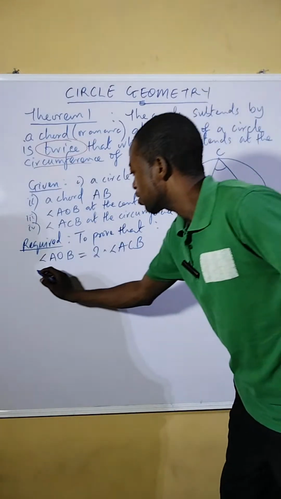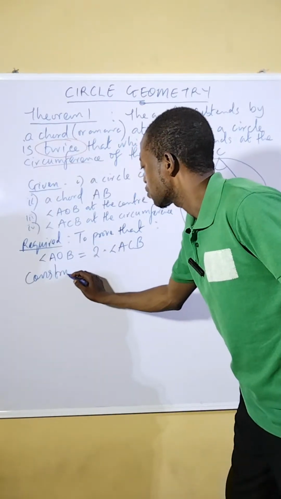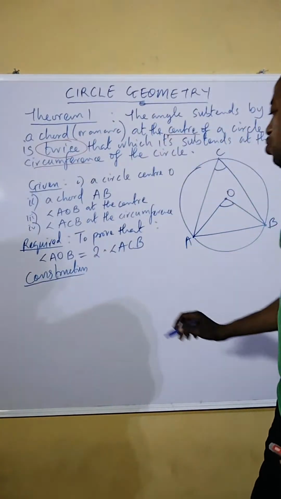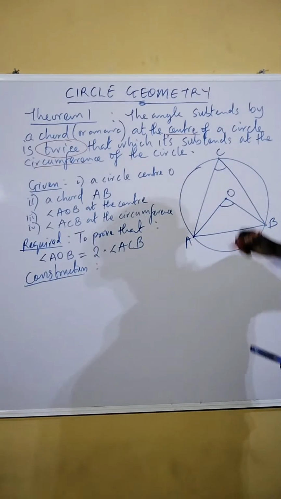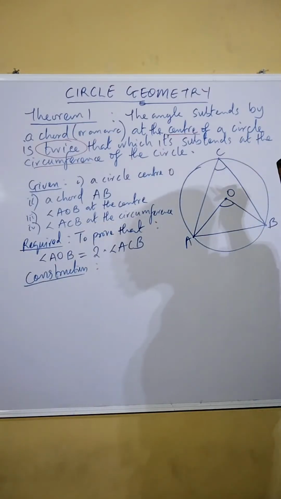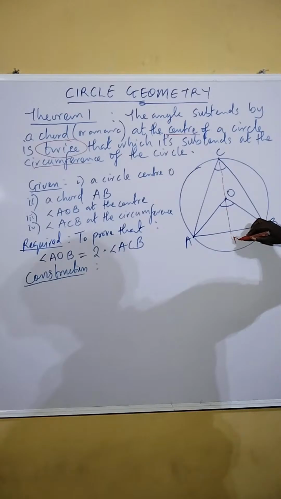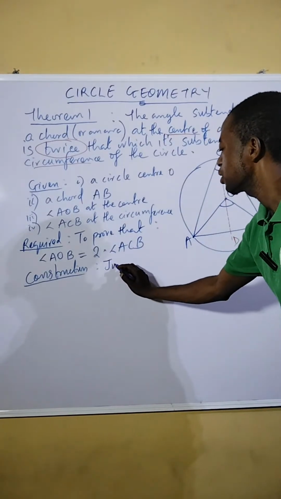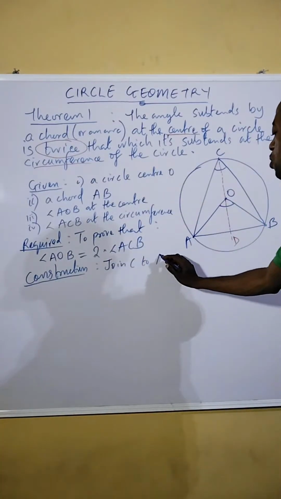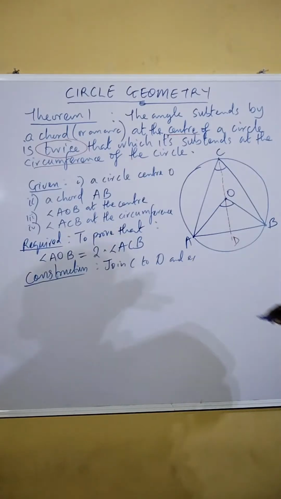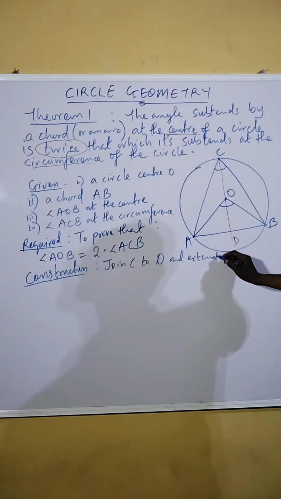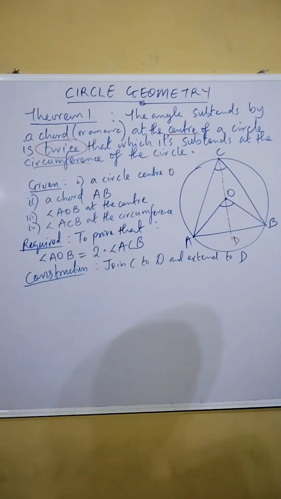Then the next step here will be construction. There is need for us to make a construction here, and the construction is simply to join point C to point O and extend to any point, say D. So join C to O and extend to point D. You can write it here: join C to O and extend to D. Now we enter the proof properly.